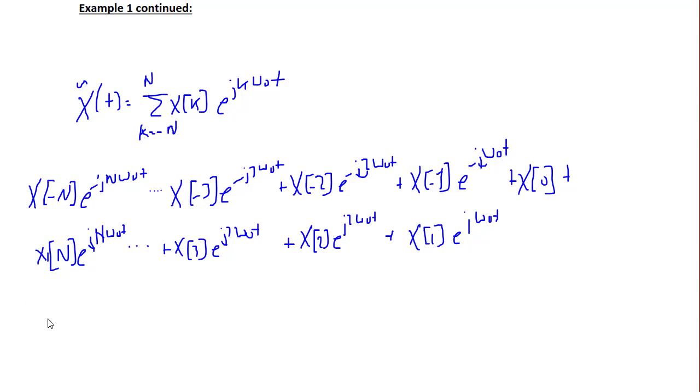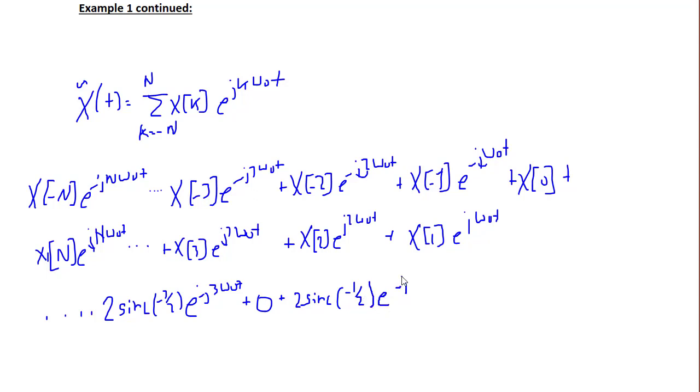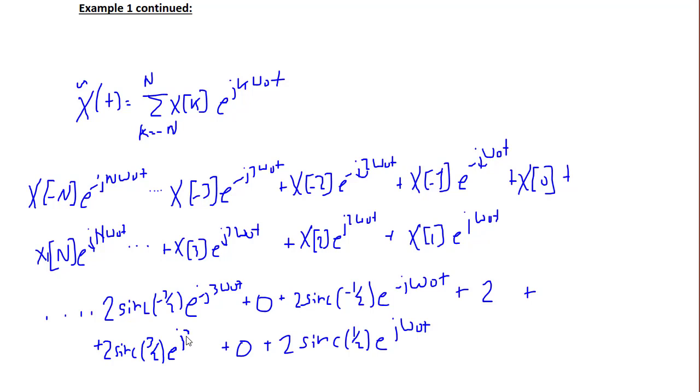So if we were to put in values here, and I'll start at the third harmonic for brevity, we would have 2 sinc -3 halves e to the -j 3 omega naught t plus 0 plus 2 sinc -1 half e to the -j omega naught t plus x of 0, which is 2, plus 2 sinc 1 half e to the j omega naught t plus 0 plus 2 sinc 3 halves e to the j 3 omega naught t plus ... and so on. So a couple of notes.